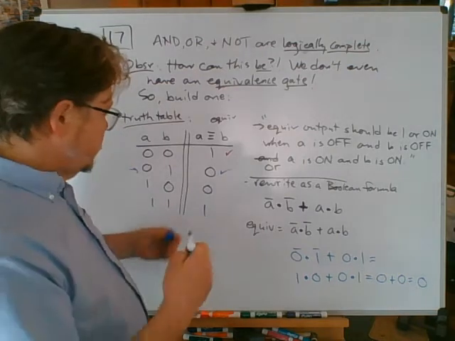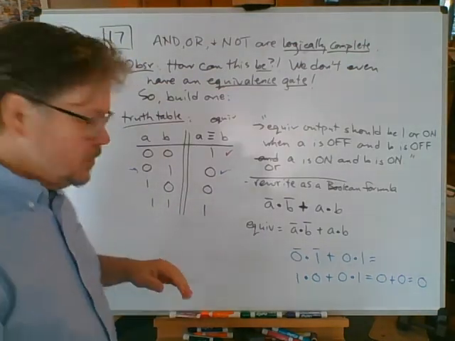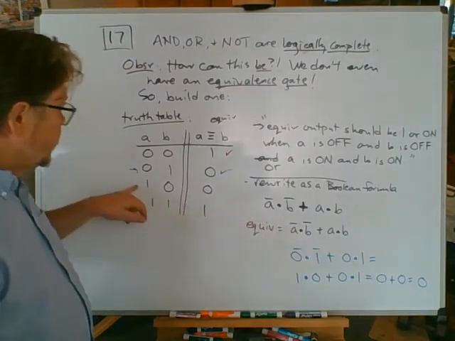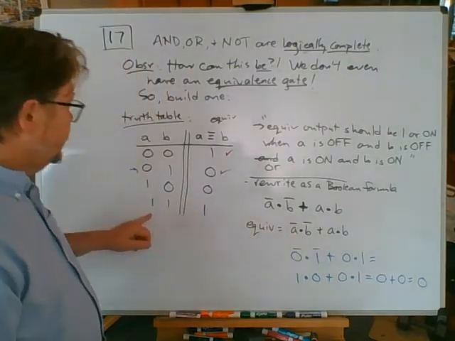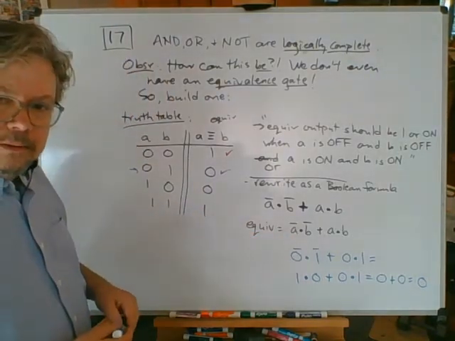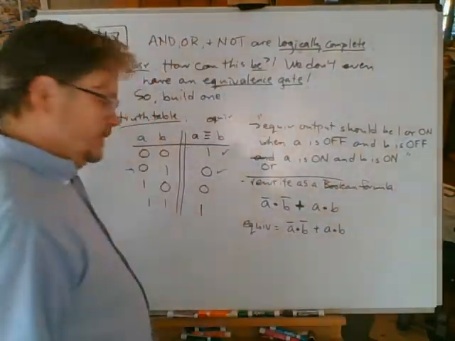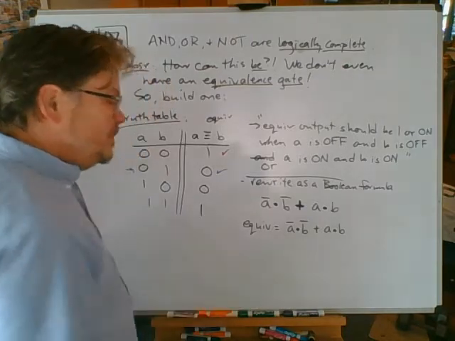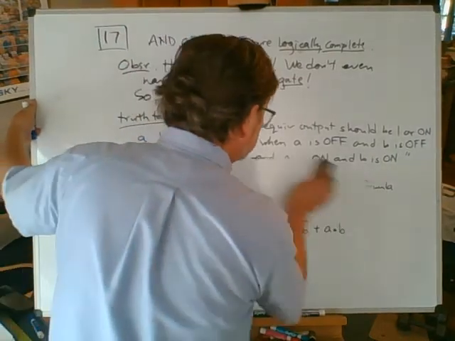You know what? I said I was going to go through all 4 rows. I'll leave the other 2 rows as an exercise for you to convince yourself that we will, in fact, get 0 as the output for this formula when A is 1, B is 0. And we will, in fact, get 1 as the output if A and B are both 1. When the smoke clears, all we really wanted was that formula. I don't have an equivalence gate. Well, now I know how to make one.